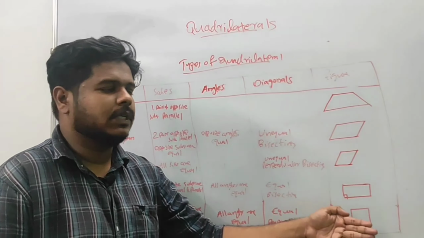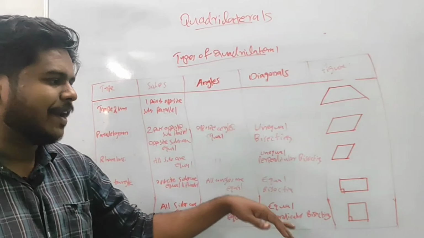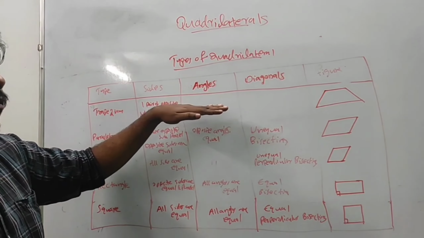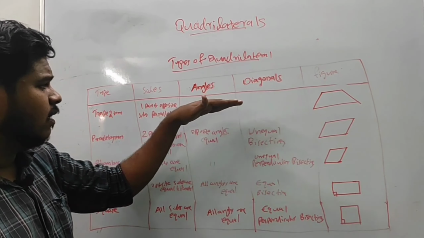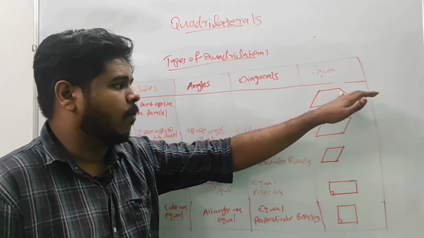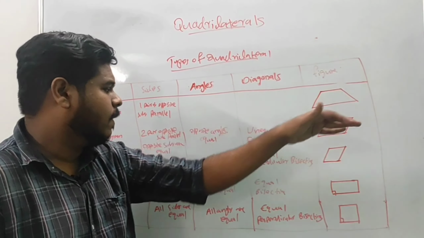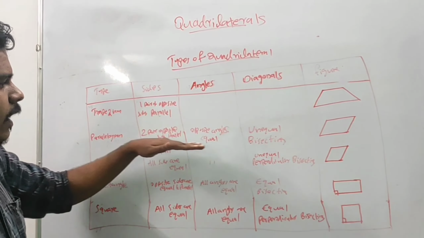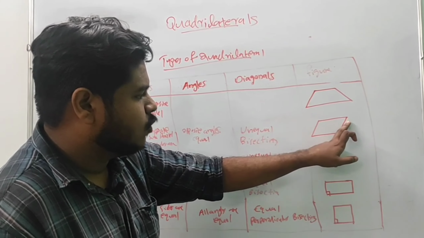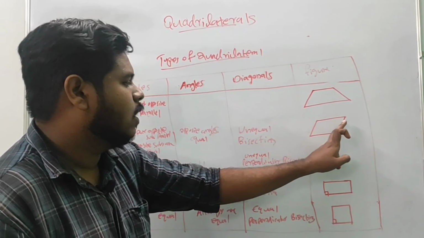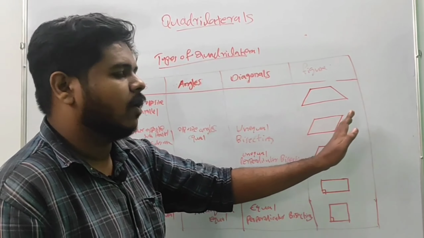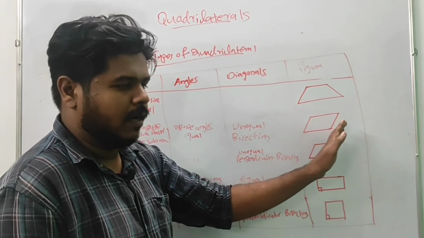By looking at this table, we can understand the types of quadrilateral and their properties. So what is a trapezium? One pair of opposite sides is parallel, and nothing particular about its angles and diagonals. It has two diagonals and four angles, and its figure will look like this. When we move to the parallelogram, we can see more properties. A parallelogram is different from a trapezium as two pairs of opposite sides are parallel, so all the opposite sides are equal.